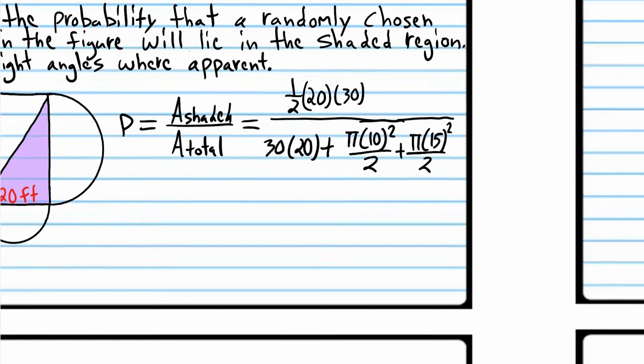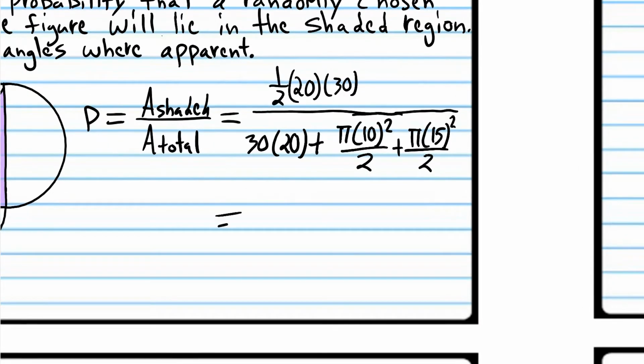Again, the problems are getting a little more difficult now. Let's see if we can simplify. 1/2 times 20 is 10. 10 times 30 is 300. So that was pretty easy to simplify the numerator. 30 times 20 is 600. And 10 squared is 100. And then 100 divided by 2 is 50. So we have 50 pi. That was pretty easy to simplify.